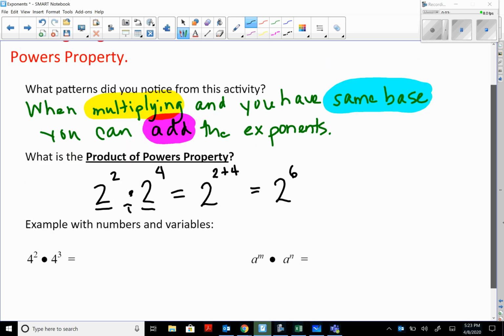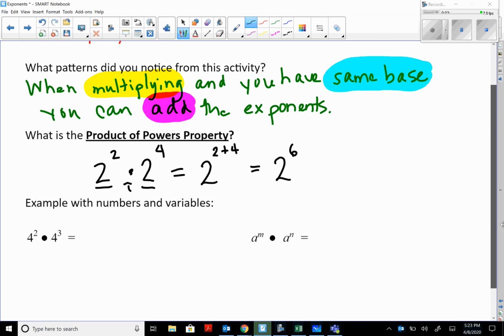We're going to practice it together on a few examples. All right, so let's do this next one down below. We have 4 to the second times 4 to the third. Before you start to immediately add the exponents, you need to check a couple things. You need to check right away that you have the same base. And we do. Because in both of these numbers, the base is 4. The next thing you need to check is that you're multiplying, and you are.